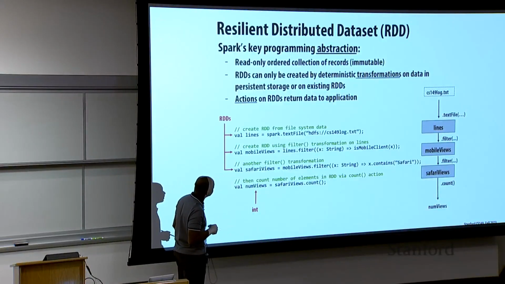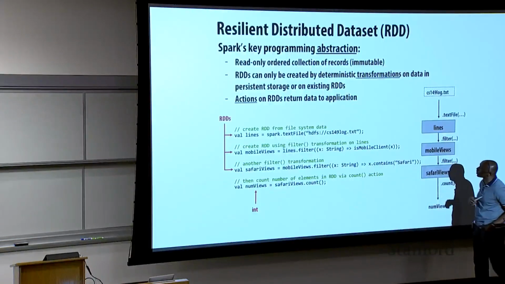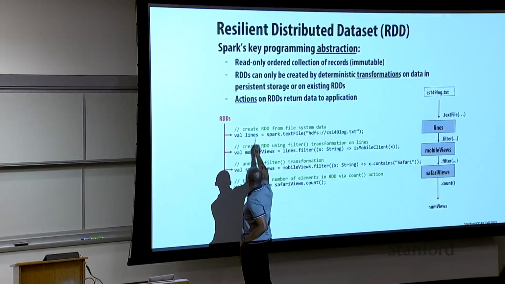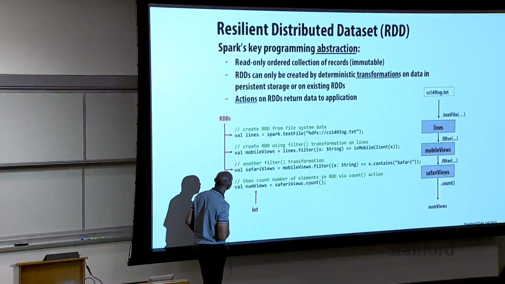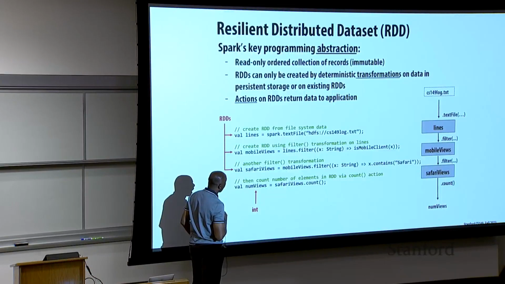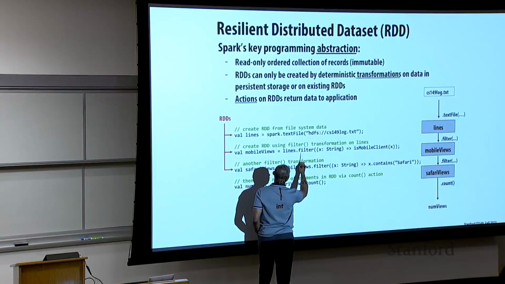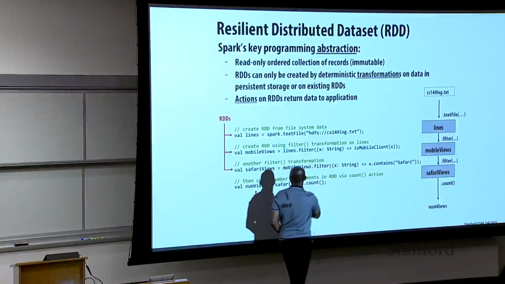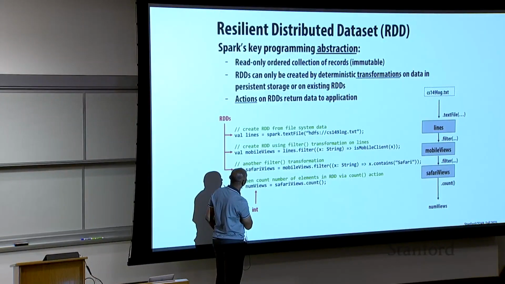Okay? So, for instance, if I start with our CS149 log, which is a text file stored in our distributed file system, I can get the lines from that file to create an RDD called lines. So that was a transformation from the file system to an RDD called lines. Then I can use a filter transformation, right? I have the lines RDD, and I'm going to apply a filter transformation to see whether this is a mobile client, and then what I'm going to get is mobile views, lines that correspond to mobile views. And so this is another RDD, okay?